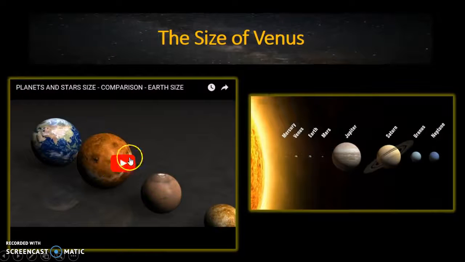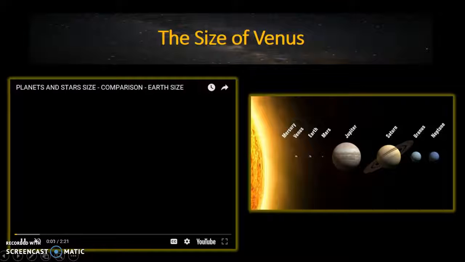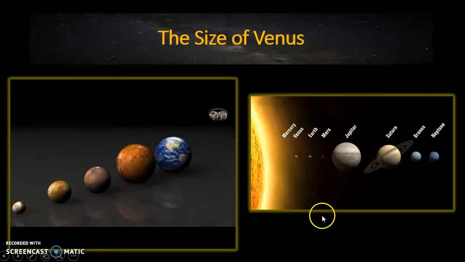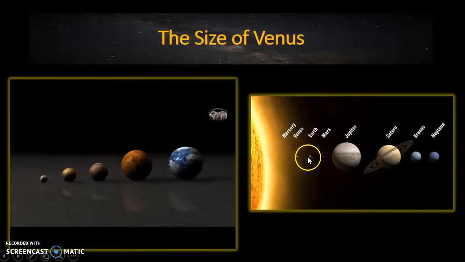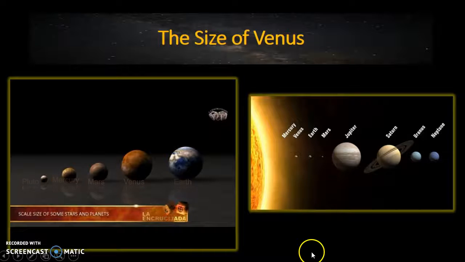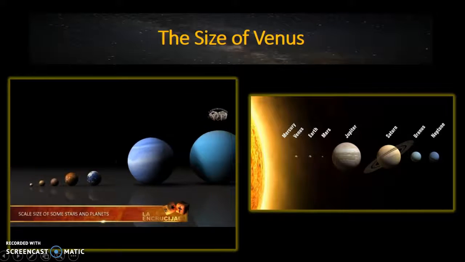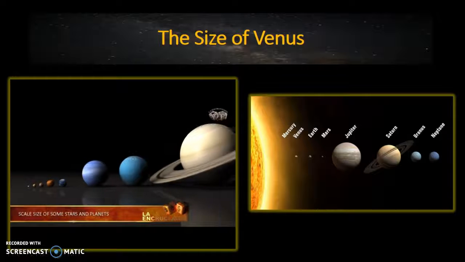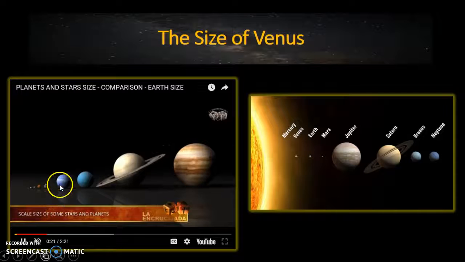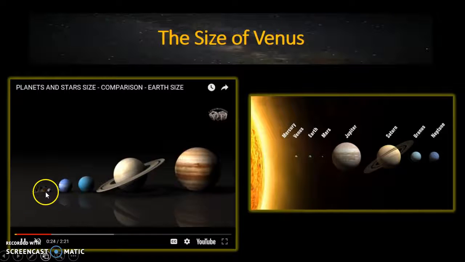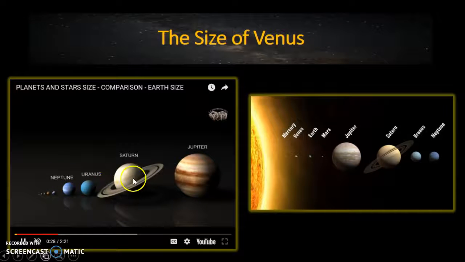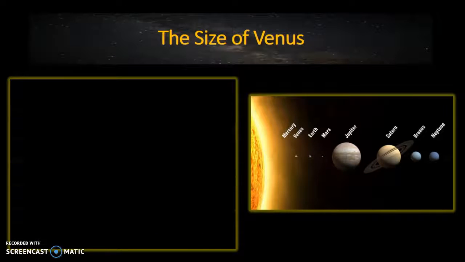Size-wise, Venus has a radius of about 3,760 miles. In fact, it's only a little bit smaller than Earth, shown right here and then of course right here. Here in this video, you're also going to be able to really appreciate the size of Venus while comparing it to other planets. So the next biggest planet up from Venus is Earth. Then you have Neptune, Uranus, Saturn, and lastly Jupiter.